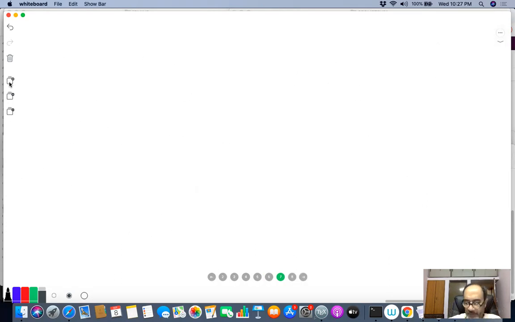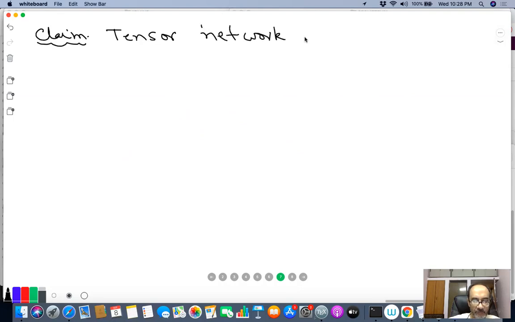Okay, so now let me describe one claim. Okay, again, not hard to do. So claim: the tensor network code that we introduced last time is an isometry. And so let me remind you what the code was.